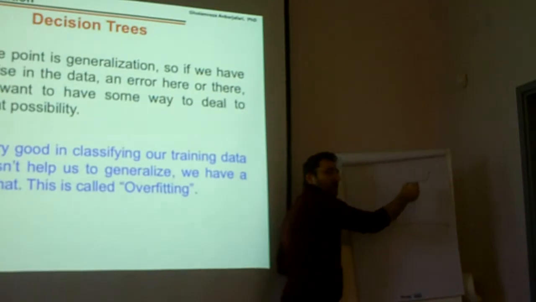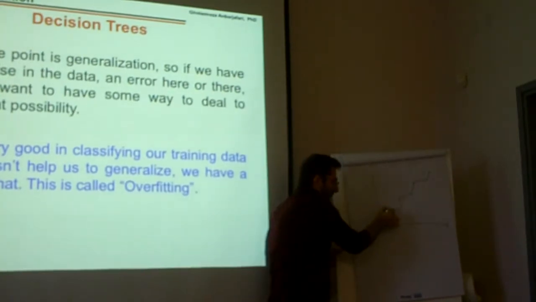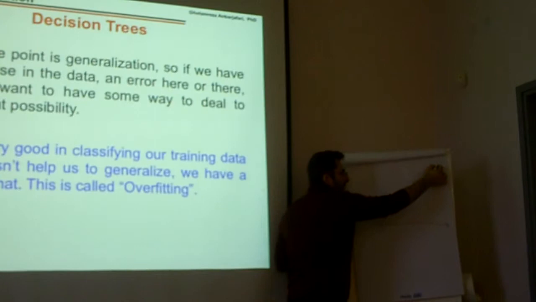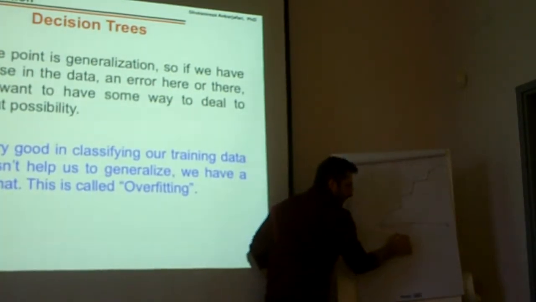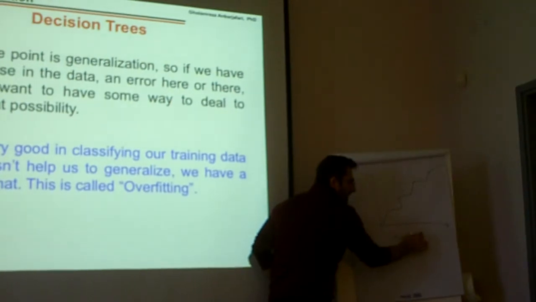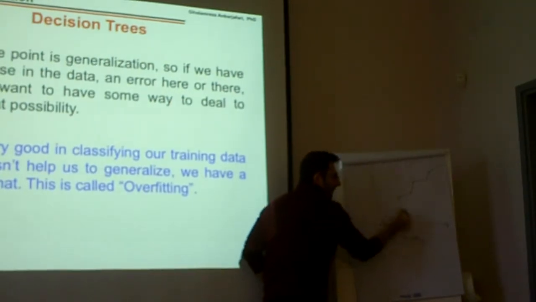I mean, not necessarily a line, but it goes through all of the values. Let's say this is the function. This is called overfitting. Why is it called overfitting? What's the problem with this one?